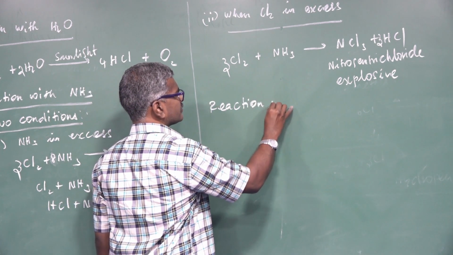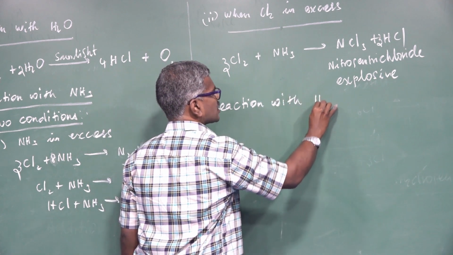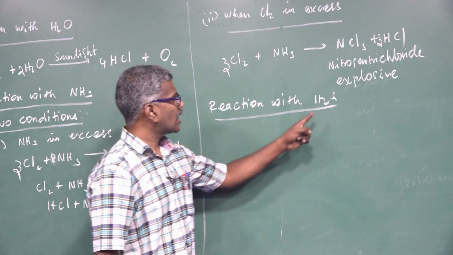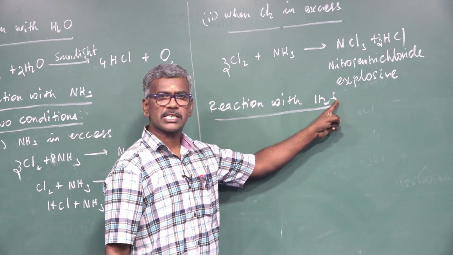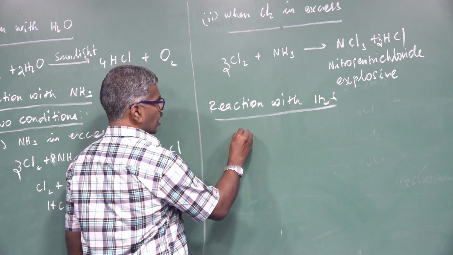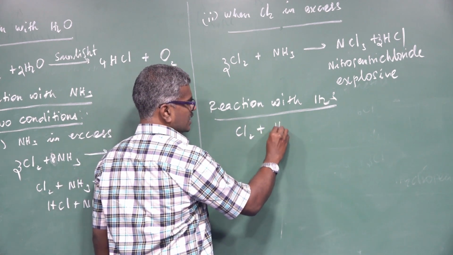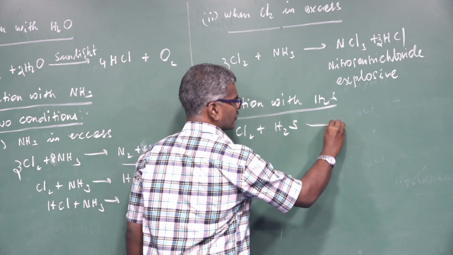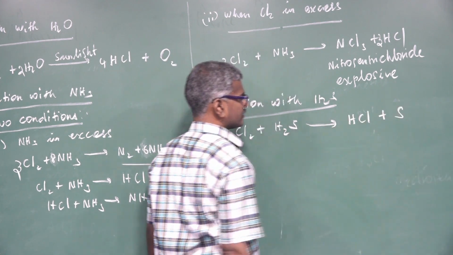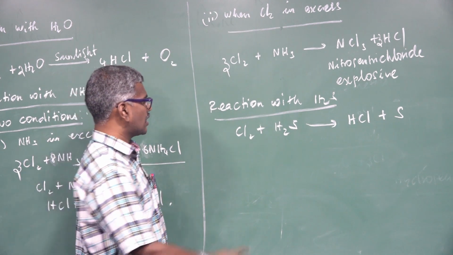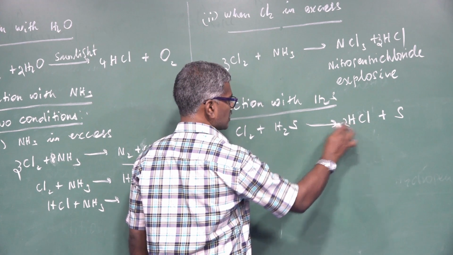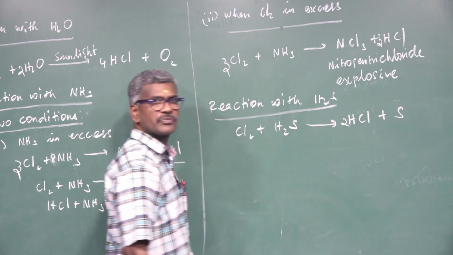Reaction with H2S, that is hydrogen sulfide. Hydrogen valence 1, sulfur valence -2, so by cross multiplication the formula is H2S. Chlorine reacts with H2S to form HCl and sulfur. Balance the equation. Common chlorine: here 2 chlorine, here 1 chlorine, so 2 times 2 hydrogen and HCl.